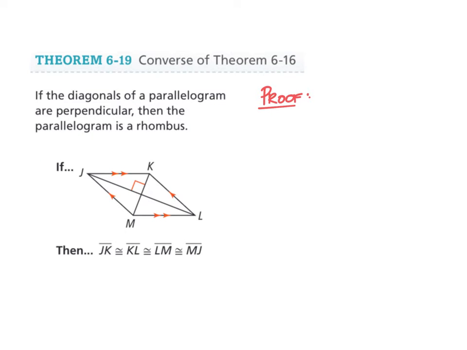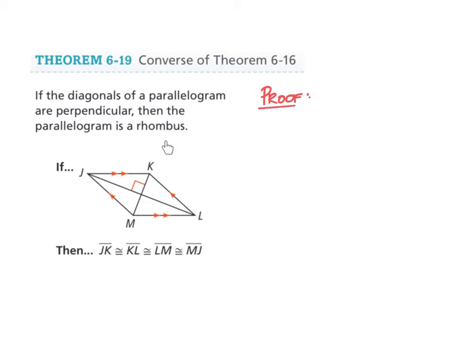So this theorem is actually the converse of a previous theorem. Previously we learned that we had a theorem that said if a parallelogram is a rhombus, then its diagonals are perpendicular bisectors of each other. So this one says if the diagonals of a parallelogram are perpendicular, then the parallelogram must be a rhombus. So just to recall, the definition of what a rhombus is: a parallelogram with all congruent sides, with 4 congruent sides.